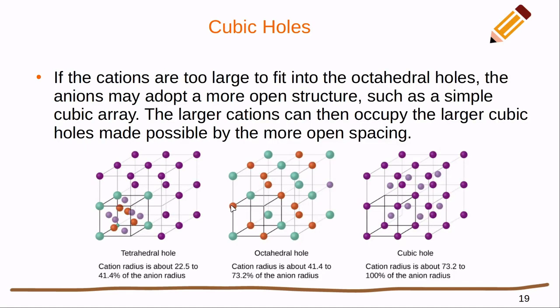If the cations are too large to fit into either of those type of holes, the anions may adopt a more open structure. This is what we would call the simple cubic, where we're back to the idea of the simple cubic structure, where we just have an atom at each one of the points, and then that leaves a pretty large area on the inside for those cations to occupy.